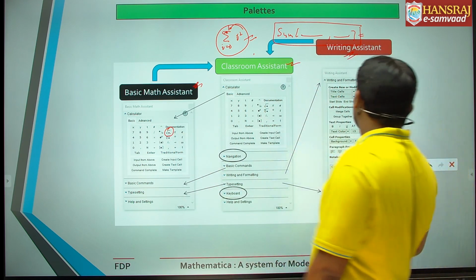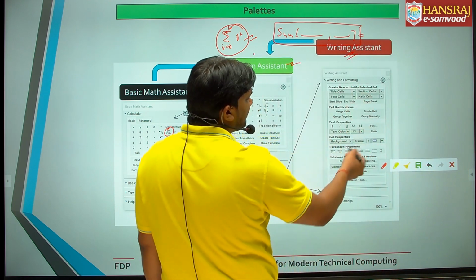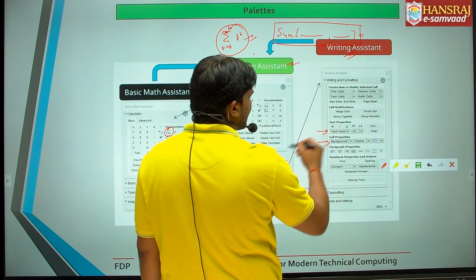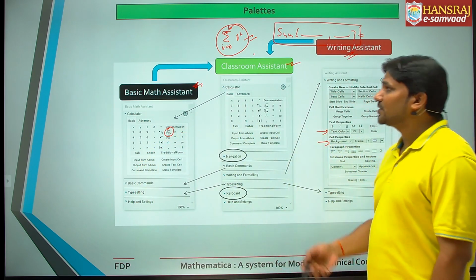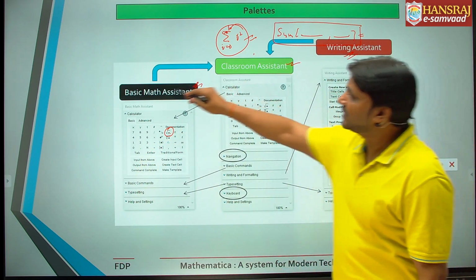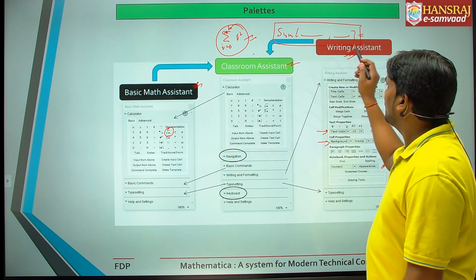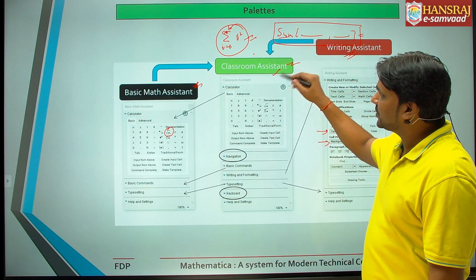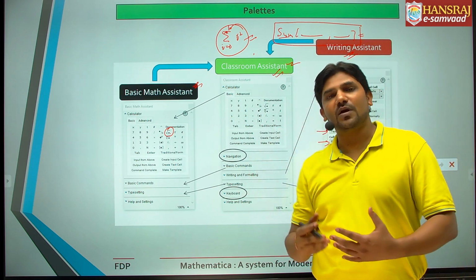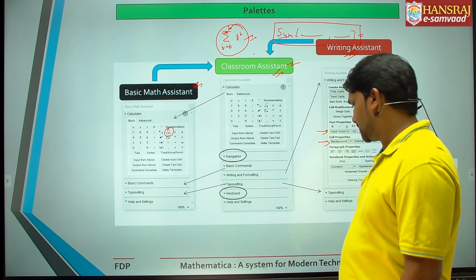Similarly, you can understand the writing tool, whatever background color you want to use, what text color you want to use for some writing or formatting, you can use that one. So in Classroom Assistant, you will get all the basic math assistant tools and some writing tools also. So Classroom Assistant is one in which you can use all types of palettes and some others also.